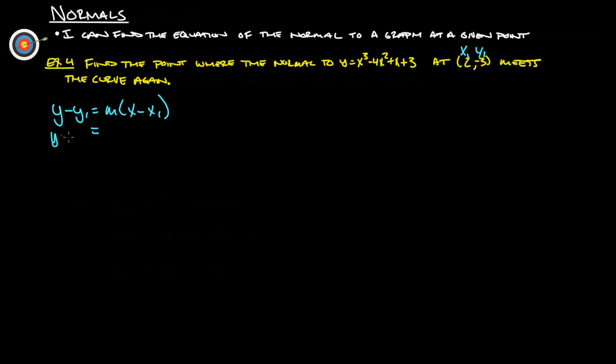So look, we've got y minus negative 3 equals m, our slope of the normal, not the tangent, but the normal. And we got x minus 2. So we just have to find the tangent to this thing, and then we can find our equation. So to find the slope of the tangent, we've got to take the derivative, right? So we do y prime equals 3 times 1 is 3.